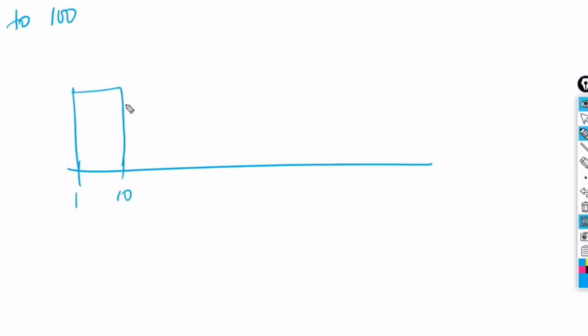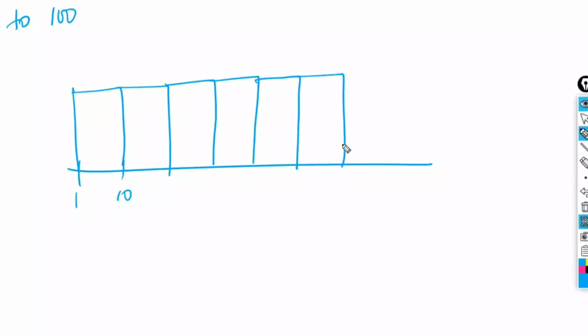10 numbers. From 10 to 20, 10 numbers. From 20 to 30, 10. From 30 to 40, 10. From 40 to 50, 10. For everything it is the same bar, the same height, right? If everything has the same height, the same bar, then it is called a uniform distribution.